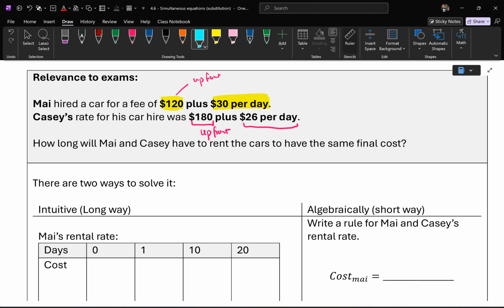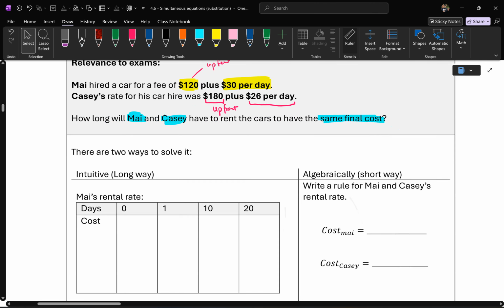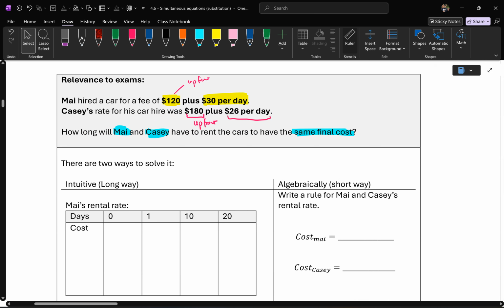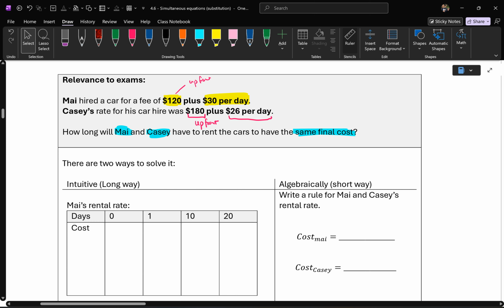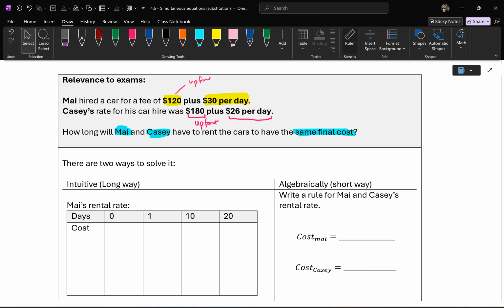So when the question asks, how long will Mai and Casey have to rent the cars to have the same final cost? That is a simultaneous equation. That is when you do a prediction: which one is better, and for how many days do you have to hire the car so that the cost is the same. For the general students, generally, this is the approach you would do logically. This is the actual maths if you were to learn it. I'm going to show you the logic.